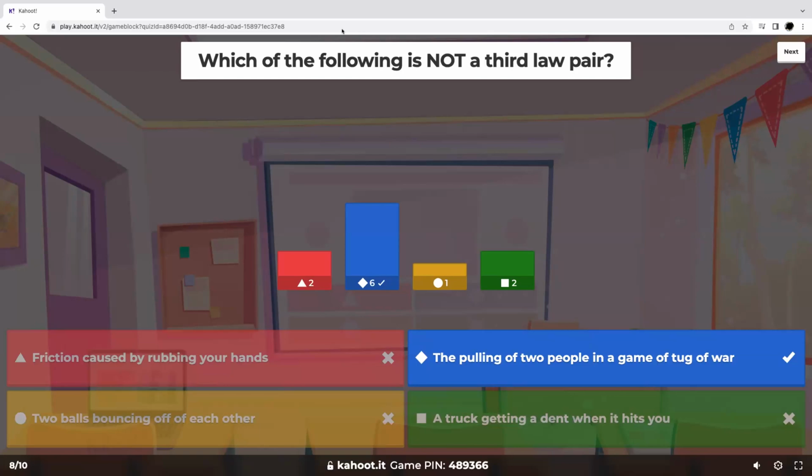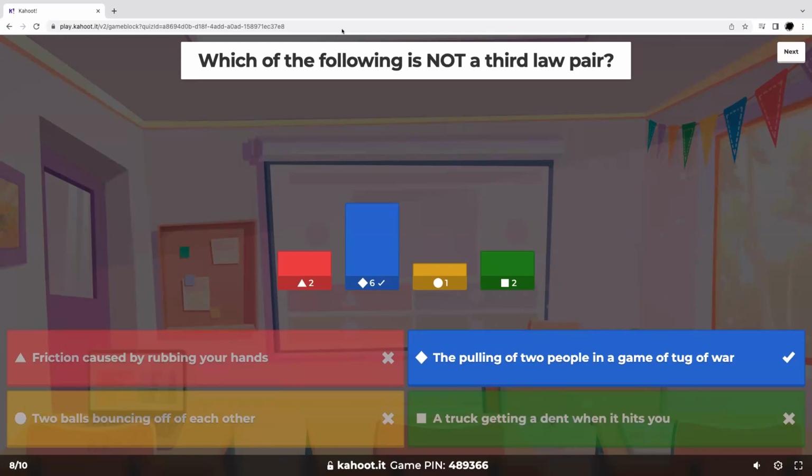And of course, the correct answer, two people pulling on a rope. In this case, it's not two objects acting on each other. This is two people acting on one rope. So even if the forces might be equal in opposite direction, they aren't part of an actual third law pair of objects acting on each other.